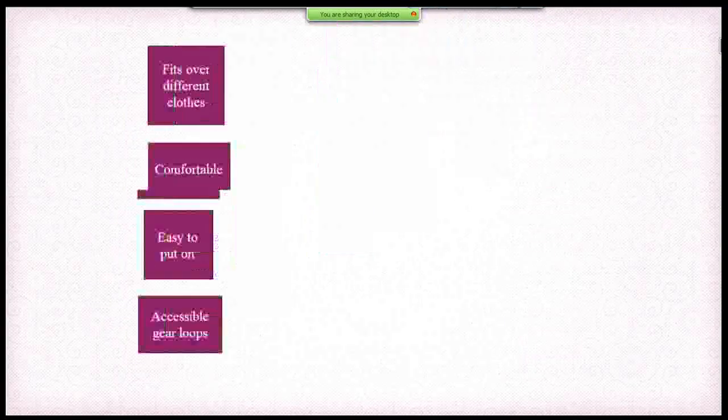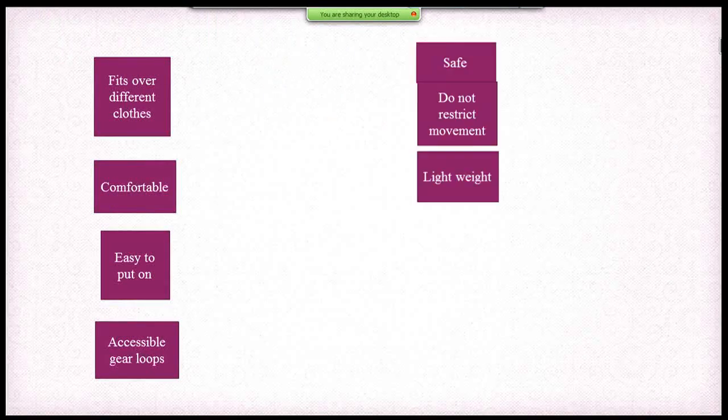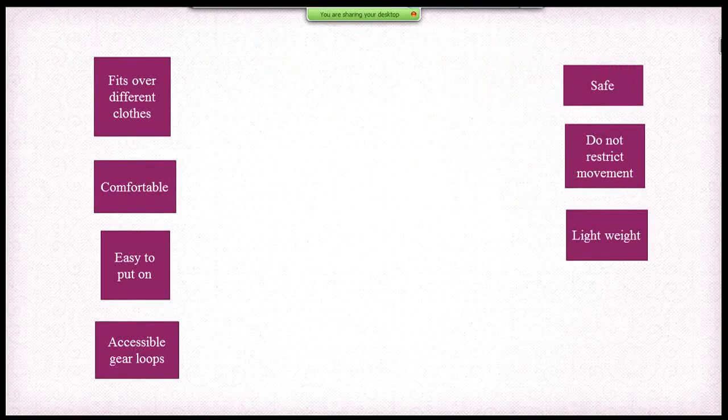Next, we put all the similar requirements together. Here fits over different clothes, comfortable, easy to put on, and all these are put under a similar category. Attractive doesn't come into any of these categories, hence it is considered a separate title card.